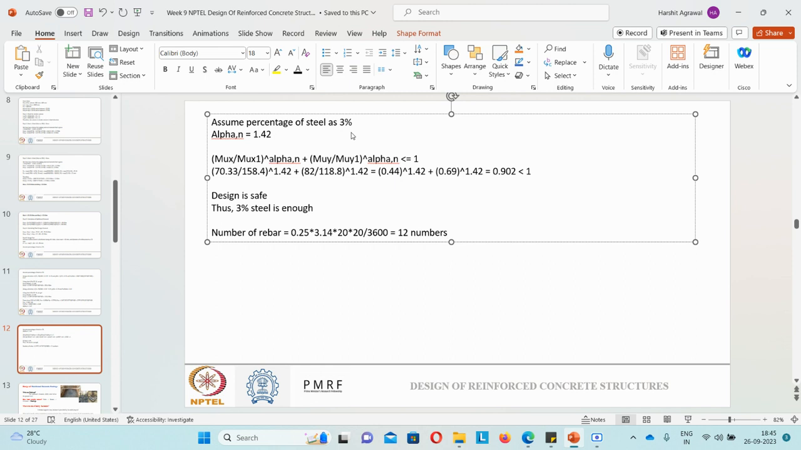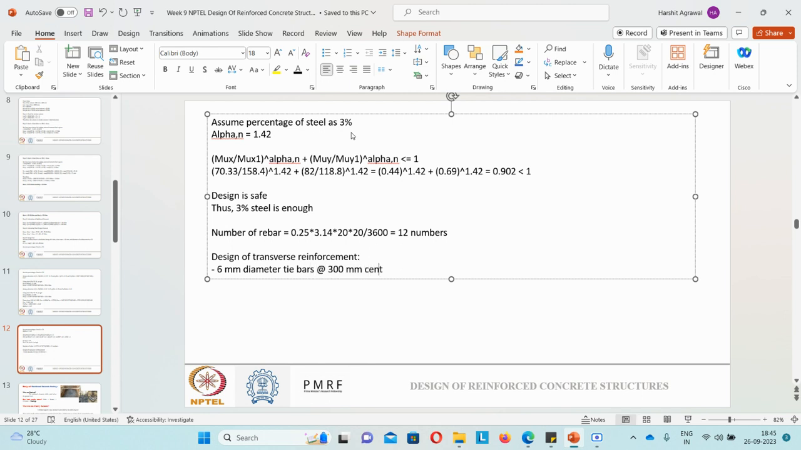And the design of transverse reinforcement, I don't think we need to show. So last part is design of transverse reinforcement. So that thing is clear to everyone. Okay, what are the two criteria? Diameter is one criteria, and spacing is one criteria. So I will directly write the answer for that. We need to provide 6 mm diameter tie bars at the rate of 300 mm center to center. Okay, you can cross check with the conditions that are required and you can verify.